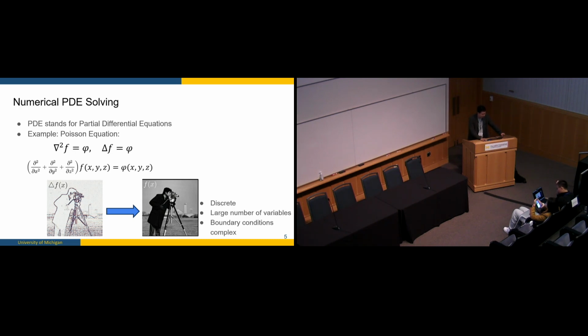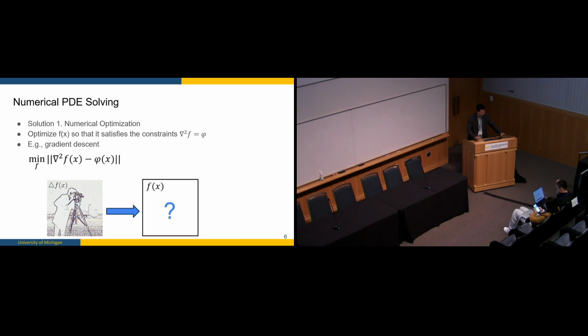As you can see here, the relationship between f and phi is discrete because your observations are not an analytical function, but rather observations in a discrete sample space, which are grids. There are a large number of variables, which is the number of pixels. And the boundary conditions can often be very complex.